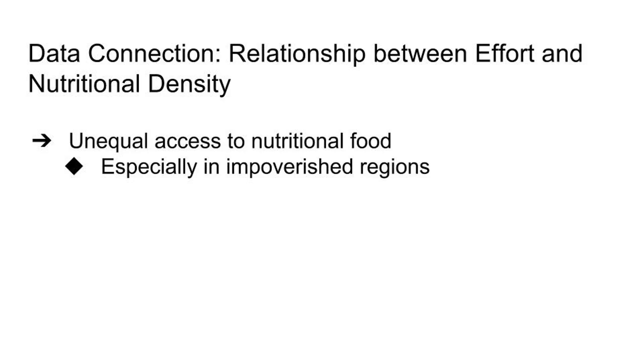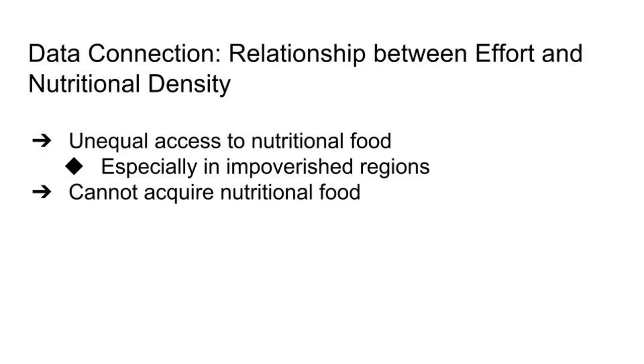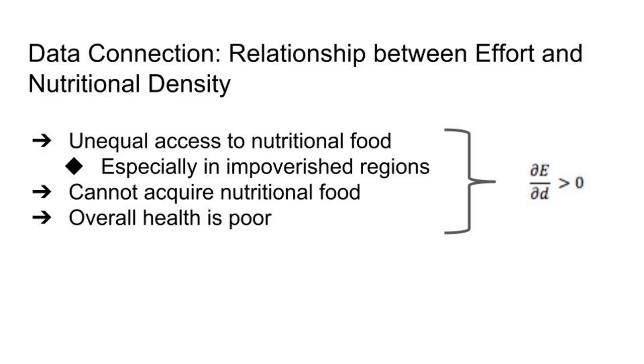Connecting our findings to others, a study done by Walker, Keene, and Burke found that there is persisting unequal access to nutritional food within the U.S., especially in impoverished and racially diverse regions where access to supermarkets and locally grown foods is particularly low. This unequal access makes it difficult for individuals in this area to acquire nutritional food, and so their overall health is poor. This correlates to our model by providing data that supports our assumption that effort has a positive slope.